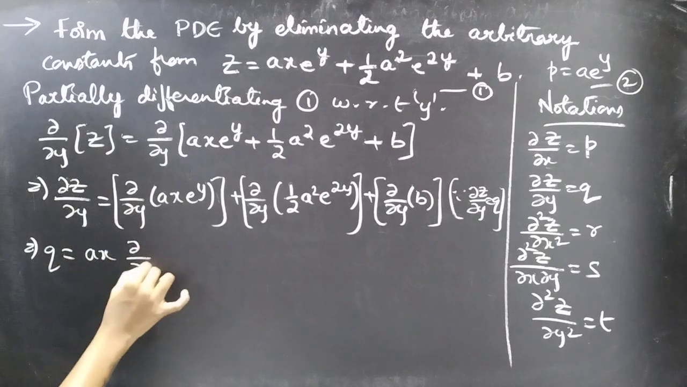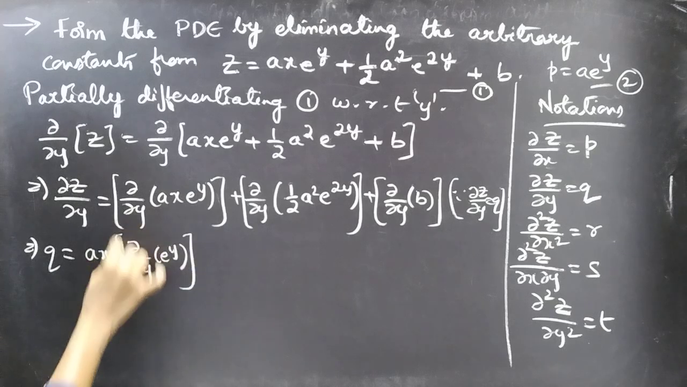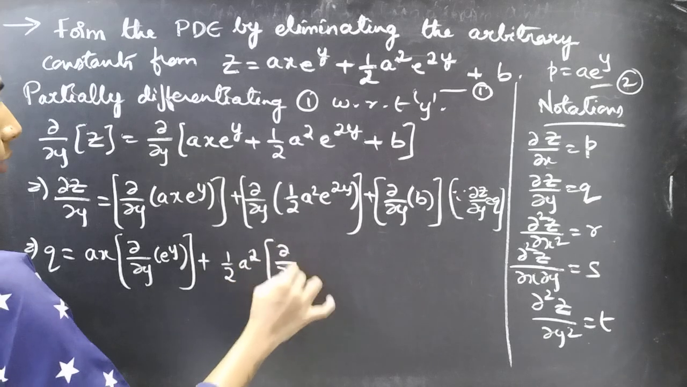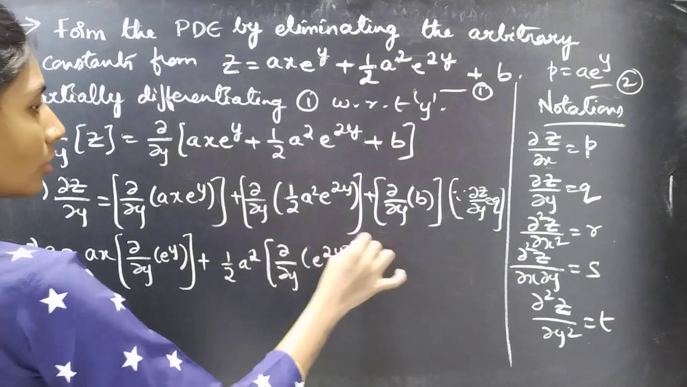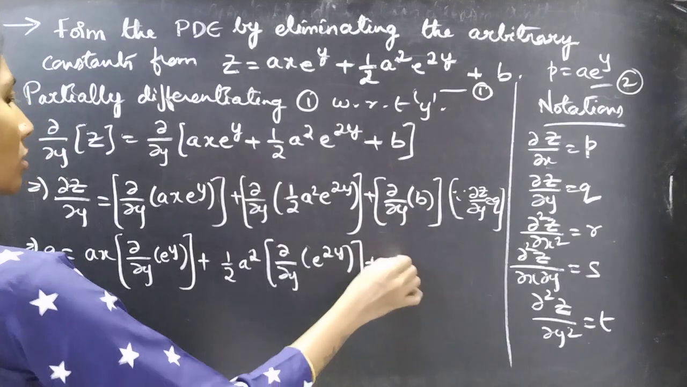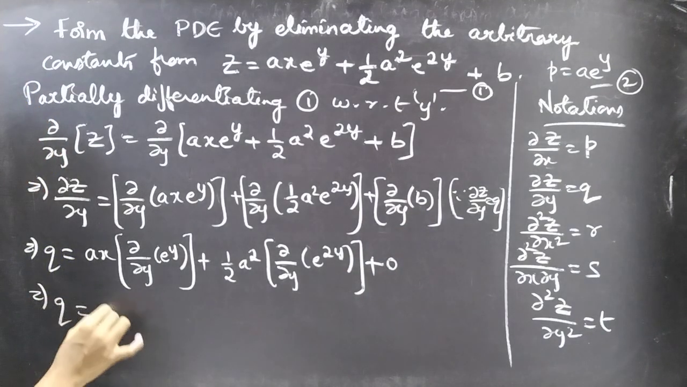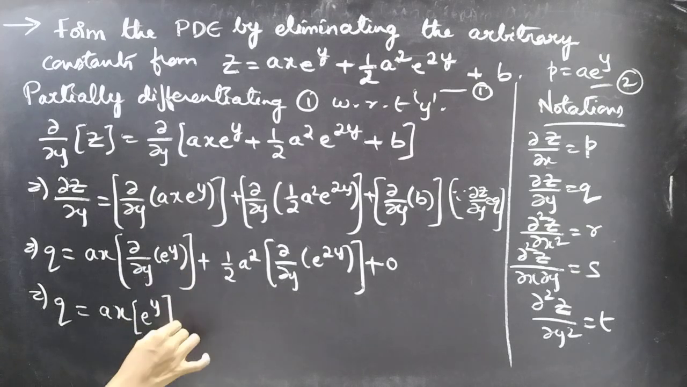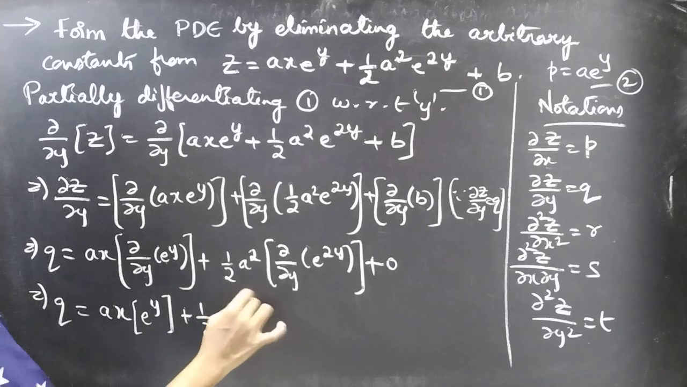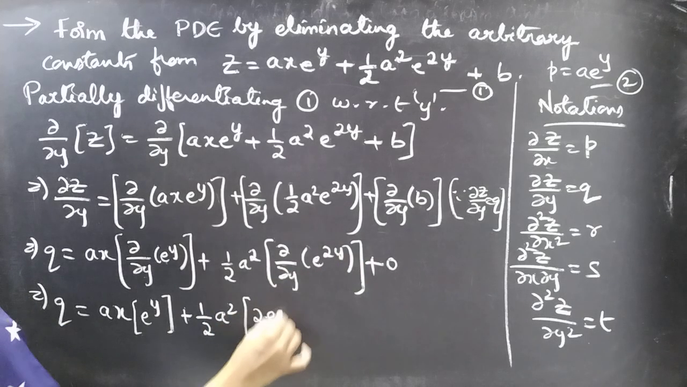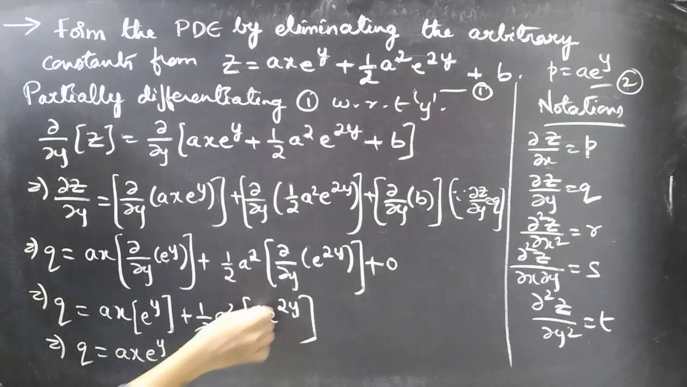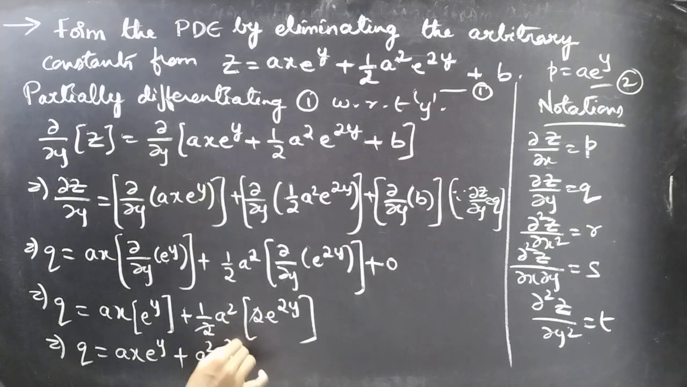constant into dou by dou y of e power y plus constant into dou by dou y of e power 2y plus the partial derivative of a constant with respect to y, which is 0. This gives us q equal to ax into the partial derivative of e power y with respect to y, which is e power y, plus 1 by 2a square into the partial derivative of e power 2y with respect to y, which is 2 e power 2y, which gives us q equal to ax e power y plus, the 2 gets cancelled, and you'll get a square e power 2y.